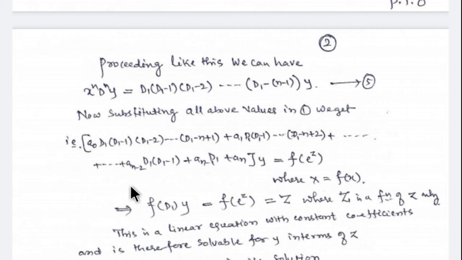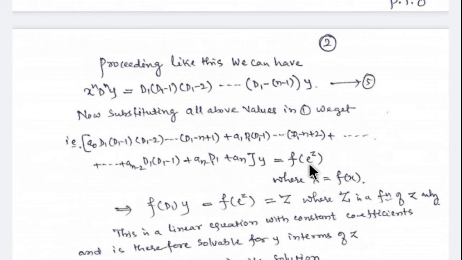Proceeding this way, plus and so on, the last but two term an minus 2 into D1 into D1 minus 1, plus the last but one term an minus 1 into D1, plus an, all acting on y, equals, on the RHS side, capital X.